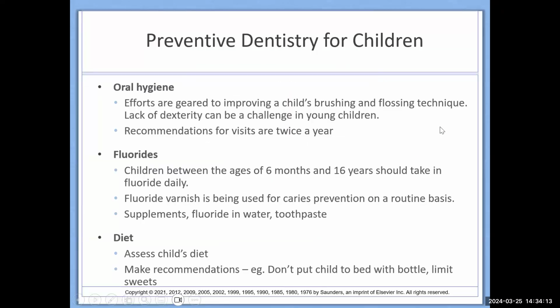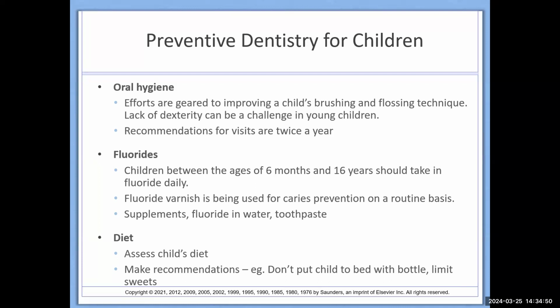But overall, when it comes to prevention, you have to consider their oral hygiene, any fluoride, and also diet. So oral hygiene, are they doing their visits twice a year? How often are they brushing and flossing? And with fluoride, sometimes where do they live, right? So is the water supply that they have, is it fluoridated or not? Are they taking any supplements? What kind of toothpaste are they using? There is some debate about using fluoride nowadays, so you may want to ask the parent, is it fluoridated toothpaste or not? And also their diet.